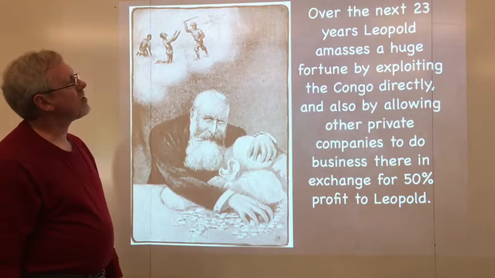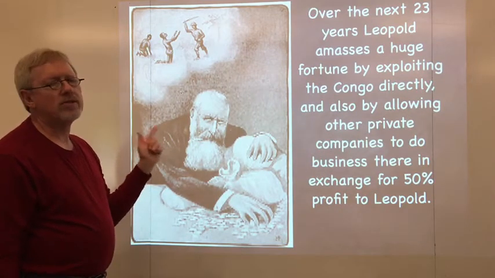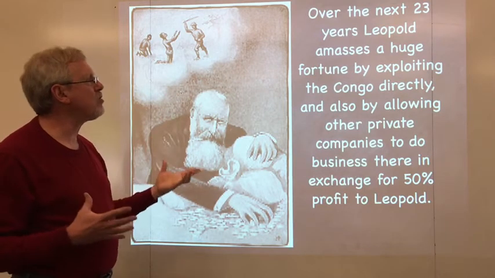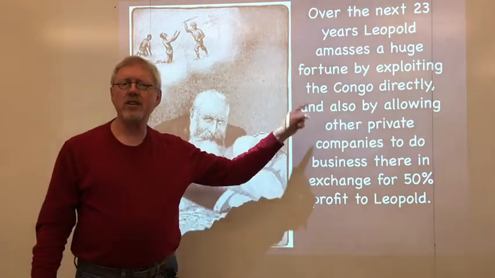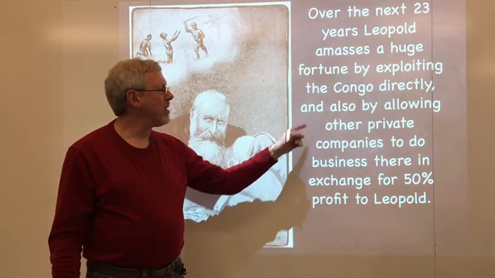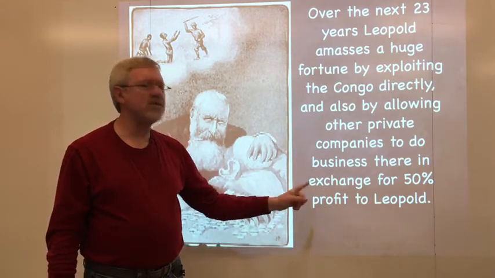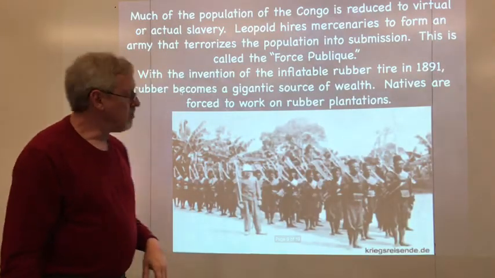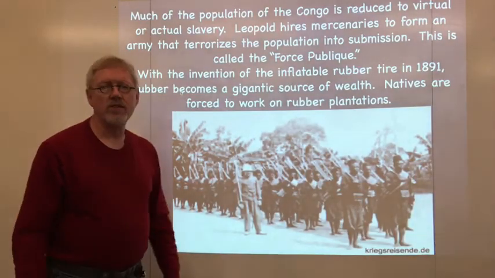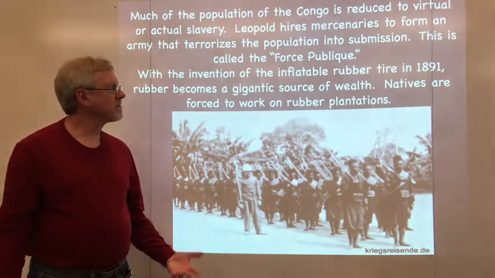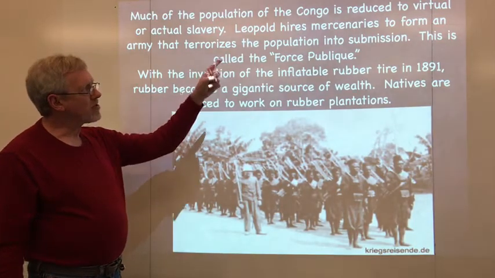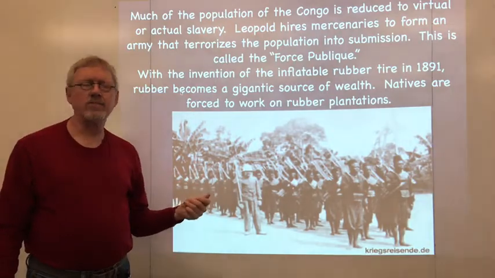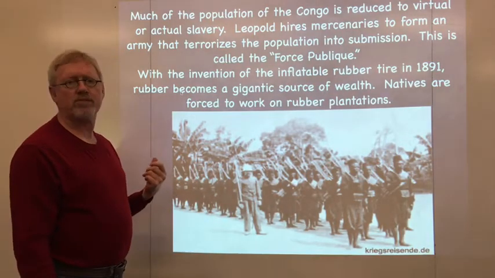Now, for the next 23 years, Leopold, who's already a wealthy man, is going to amass this incredibly huge fortune by exploiting the Congo directly and by allowing other private companies to do business there in exchange for giving half the profits to him. Much of the population of Congo is reduced to actual slavery. Leopold hires mercenaries, and they form an army that terrorizes the population into submission. This is called the Force Publique.